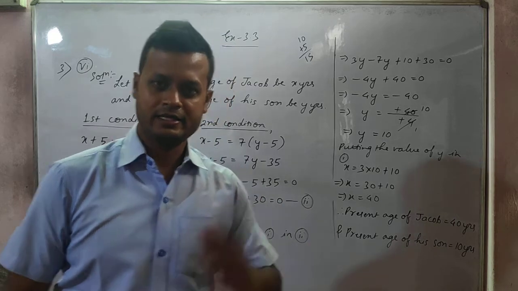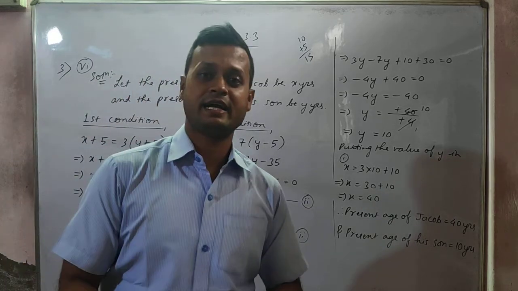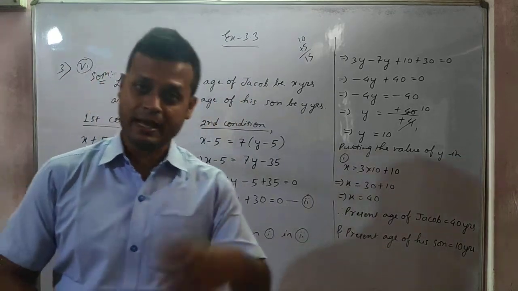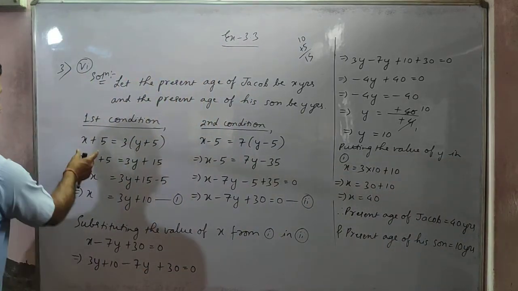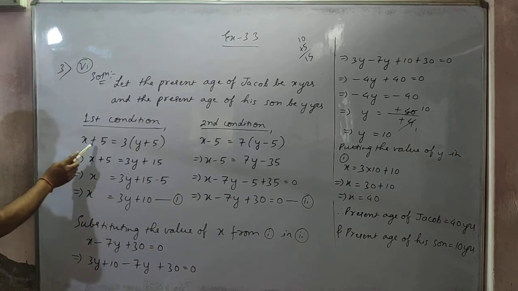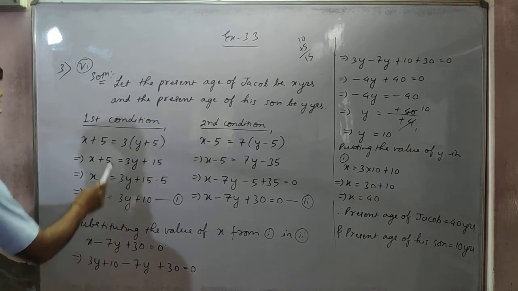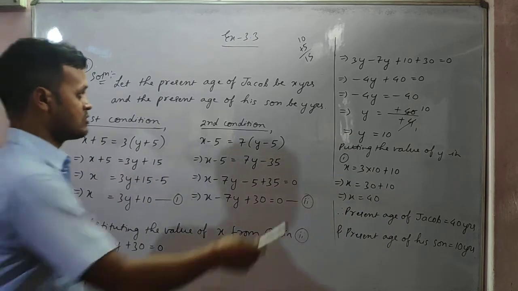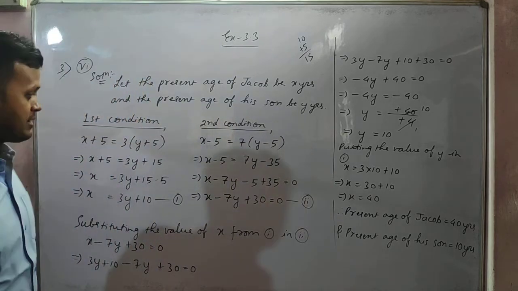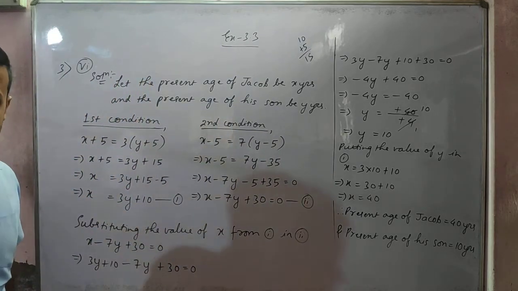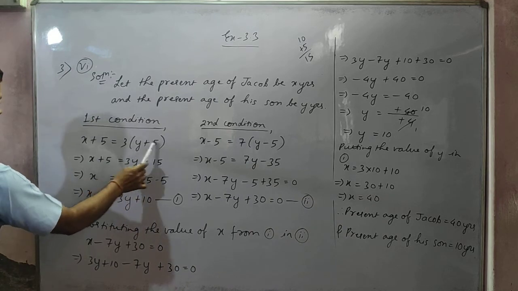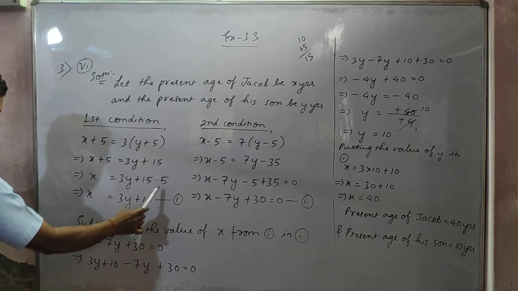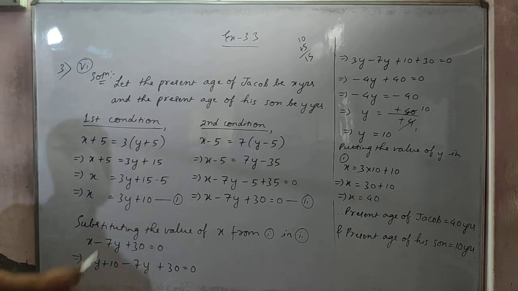So the present age of Jacob is x years and the present age of Jacob's son is y years. In the question they said that after 5 years, Jacob's age will be 3 times that of his son. So after 5 years, Jacob's age, that is x plus 5, will be equal to 3 times his son's age after 5 years, which is y plus 5. So 3 into y, 3y, and 3 fives are 15. The 5 added here I take to the other side, it becomes minus. So 15 minus 5 is 10. Mark it number 1: x is equal to 3y plus 10.